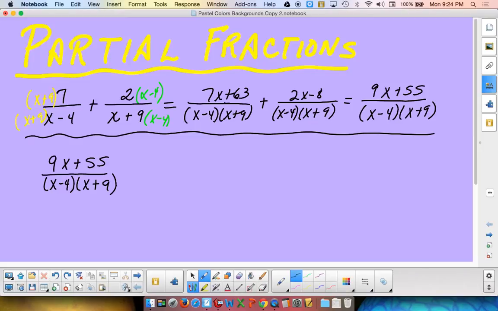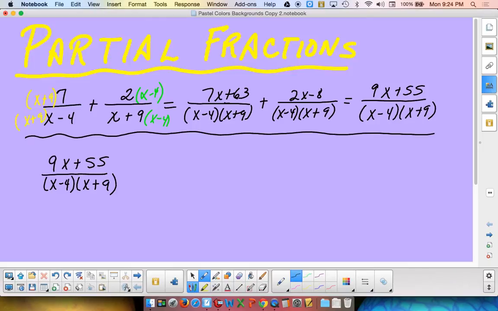Now, this method only works if it's what's called a proper fraction, meaning the power in the numerator is less than the power in the denominator. In this case, the highest power in the numerator is x to the first, and in the denominator, if those were multiplied together, it would be x squared. So that's going to work since the denominator has the higher power.